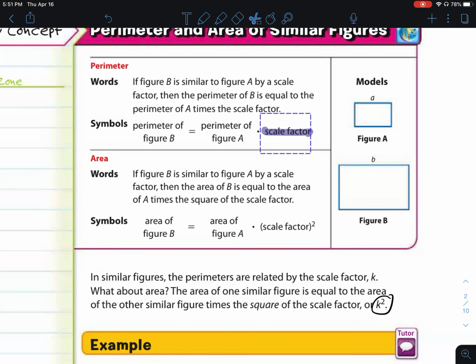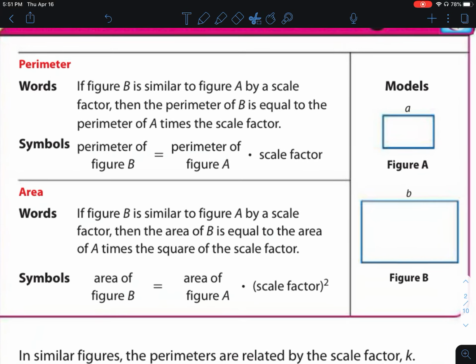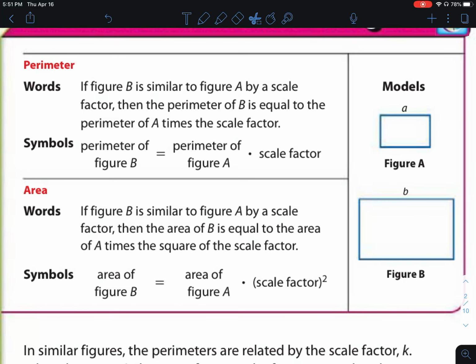Okay, as we go through this lesson, we're also going to learn that the area of figure B is equal to the area of figure A times the square of its scale factor. So these are the two rules that we will be using for this particular lesson.